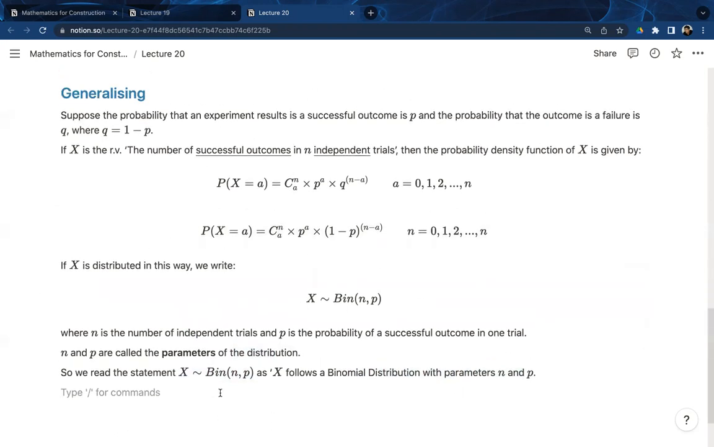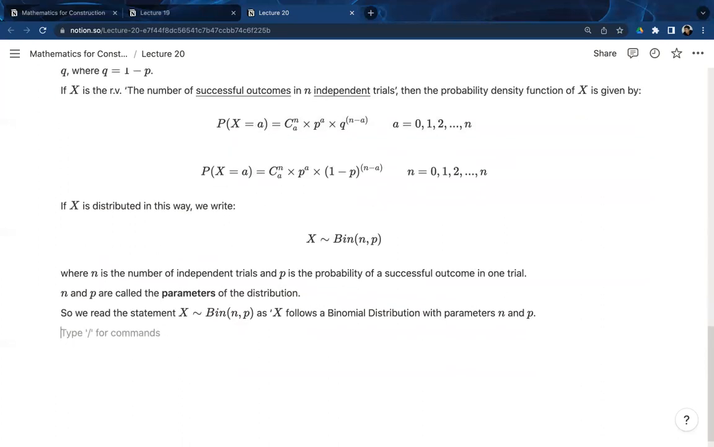So this is the general idea behind the binomial distribution. It's a discrete distribution for a variable X. X can have discrete values. X is the number of successes in n independent trials. P is the probability of a success in one trial, n is the number of trials. The formula for the probability is given by this formula here. So we could try a question.